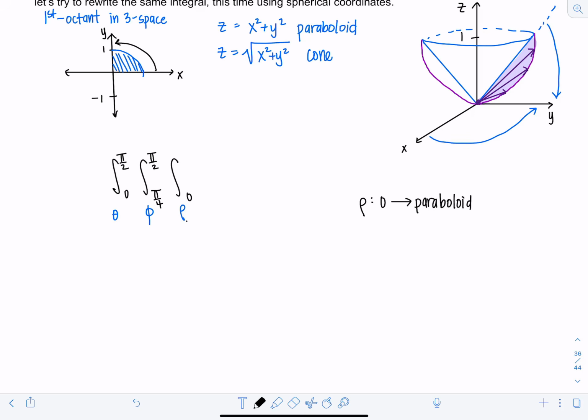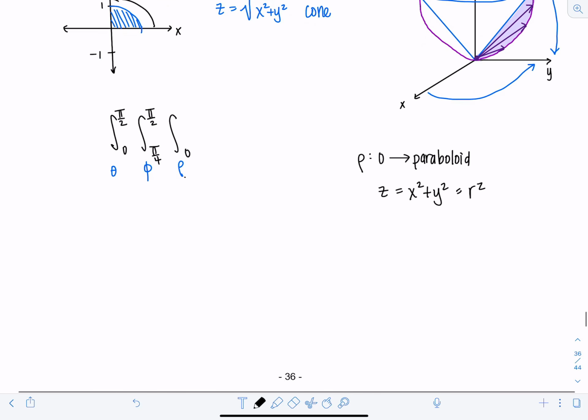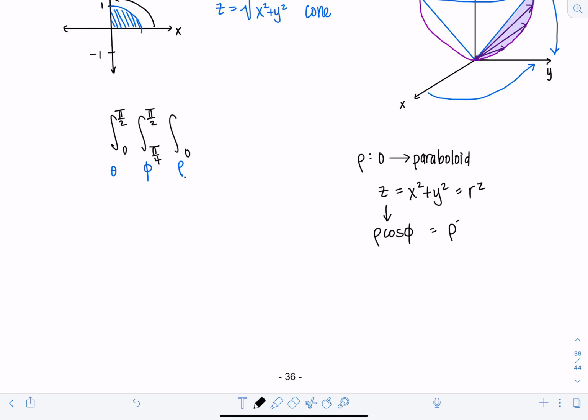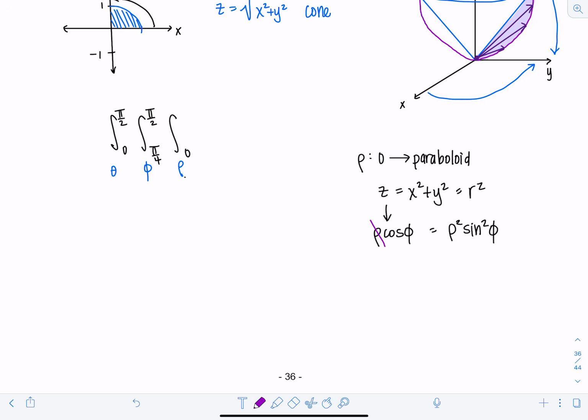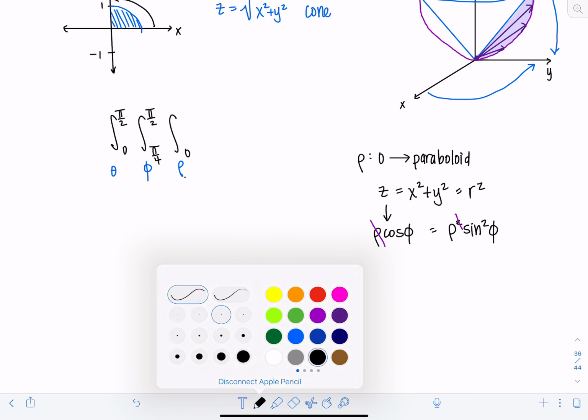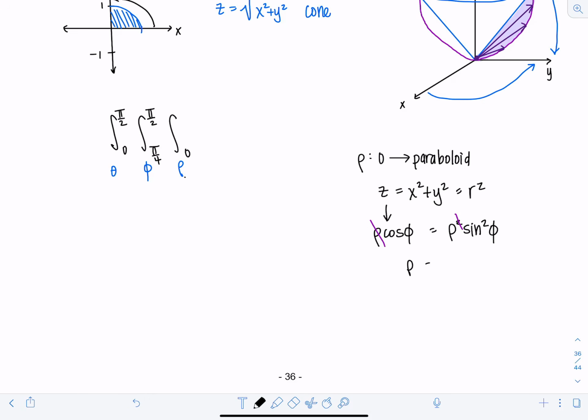Well, the equation of the paraboloid is z equals x squared plus y squared, which is r squared. Let's see if we can get to spherical somehow. Well, z is rho cosine phi. That equals r squared. R squared would be rho squared sine squared phi. I can cancel out a rho just like I'm allowed to do in polar. Bye-bye. Then now I have rho equals cosine phi divided by sine squared phi.